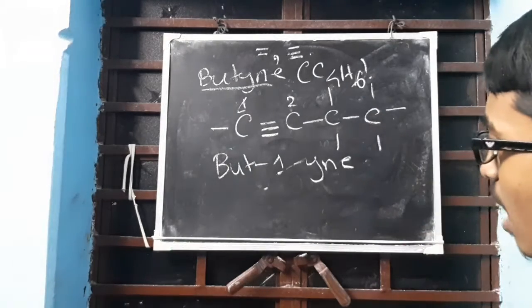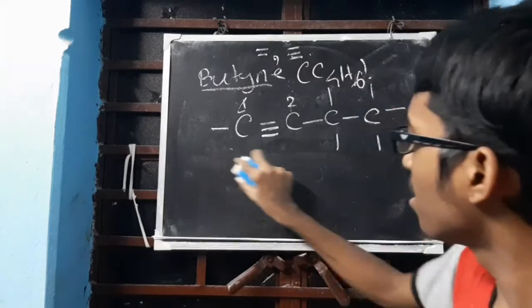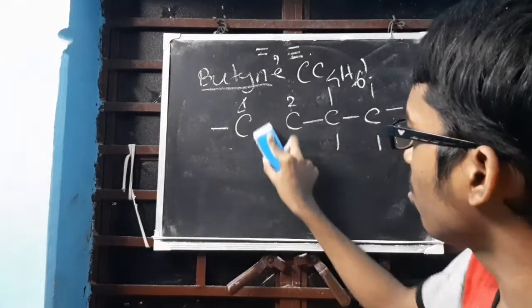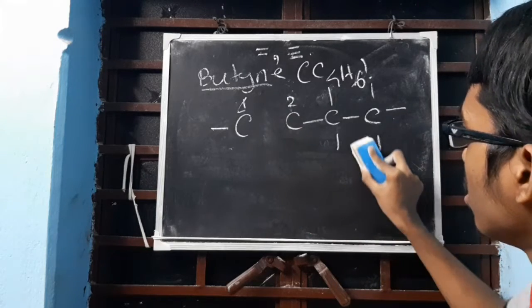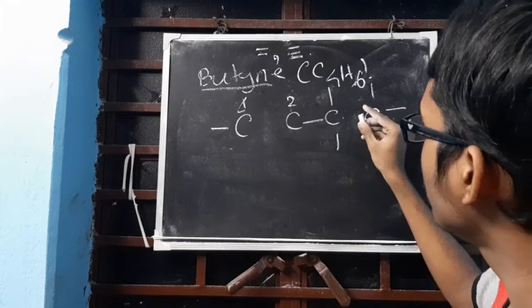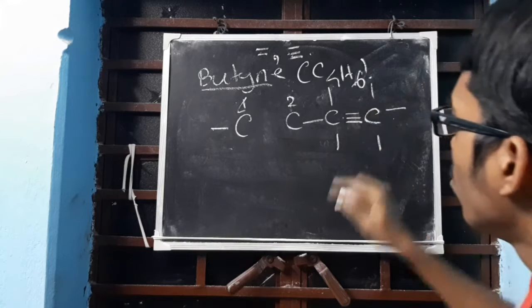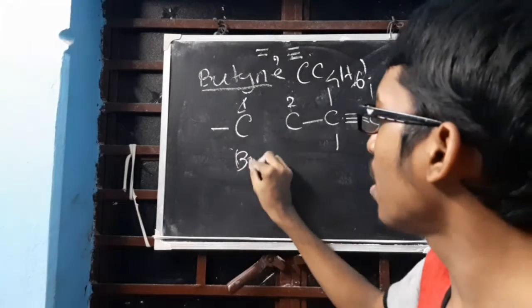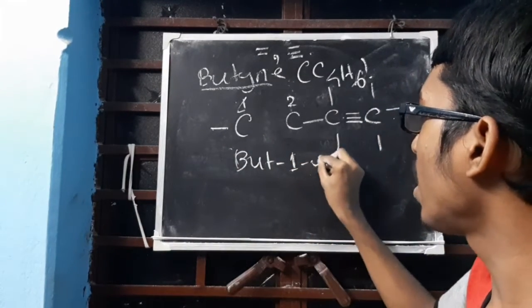Now just see, the formula is C4H6. Now if I change this bond position from here to here, will that be an isomer? First tell me. I am changing the bond from here to here. Will that cause any isomer? No. That will also remain as but-1-yne only. Why?